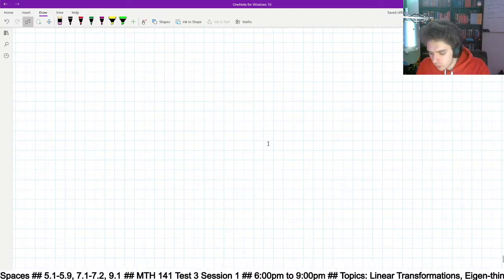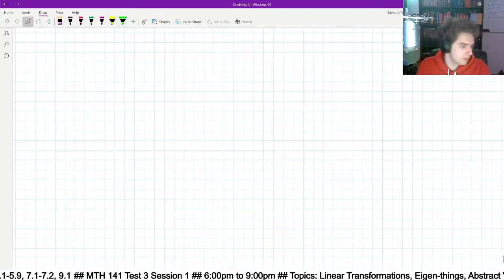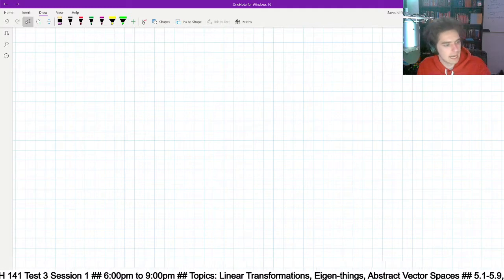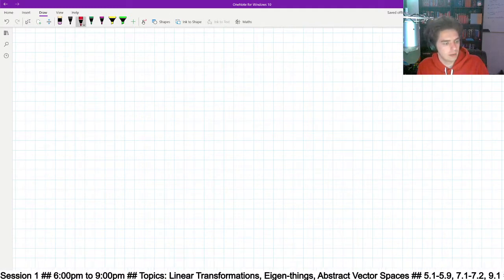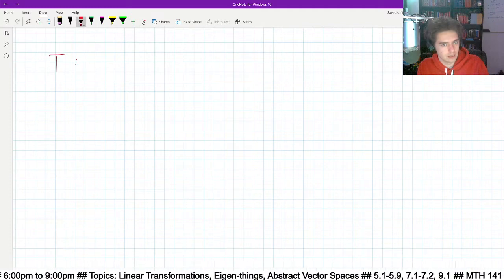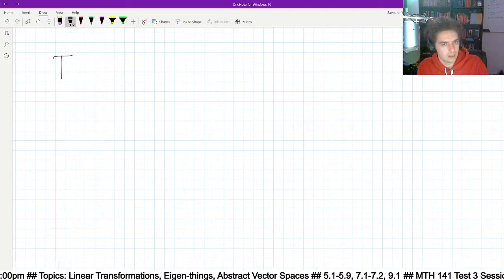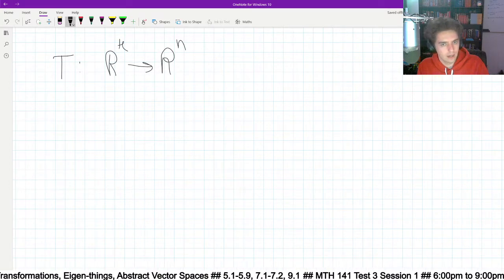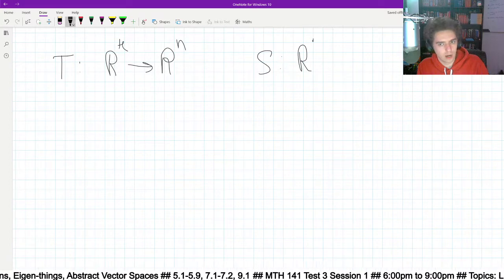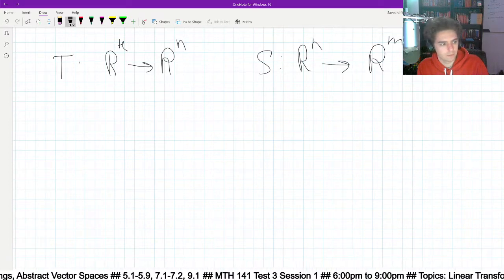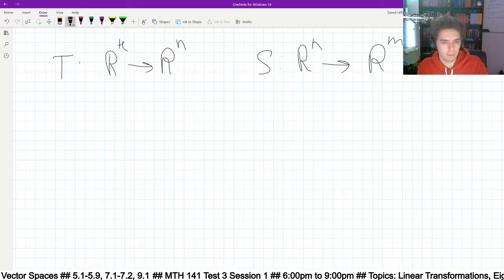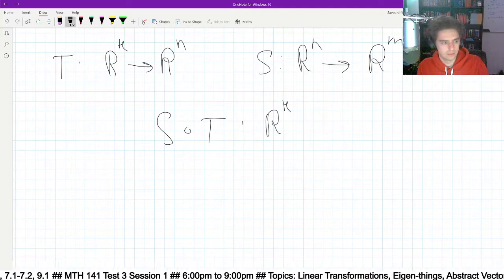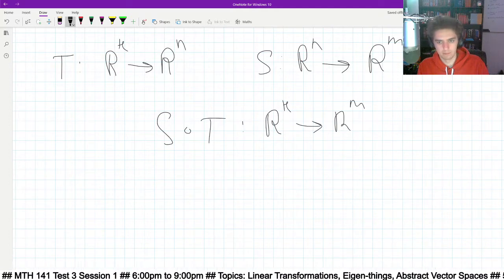Let's move on to what 5.3 is like. This is part of 5.3, but the important part is that if we have a transformation T, in black, which goes from Rk to Rn, and we have a transformation S that goes from Rn to Rm, then you can define the composite of these two, S of T, to be Rk goes to Rm. Right?